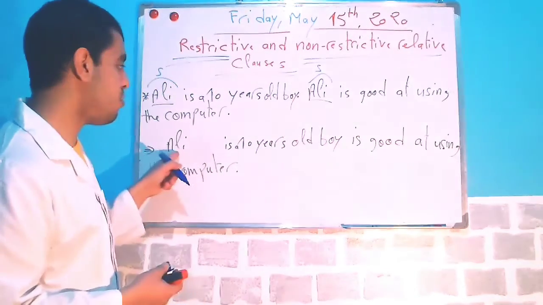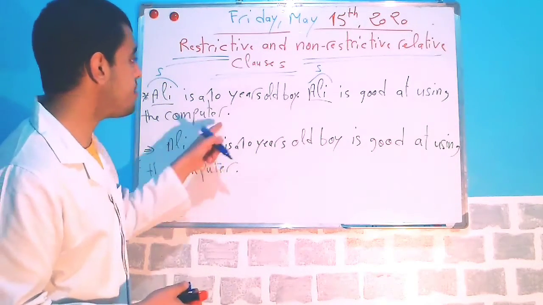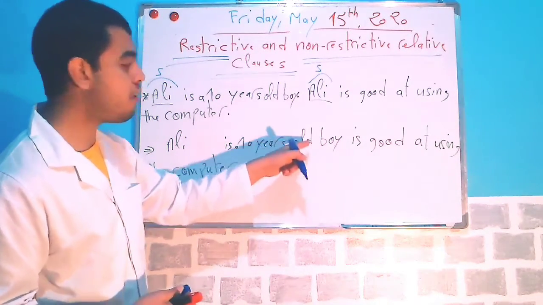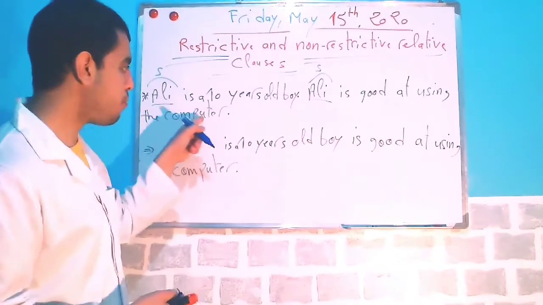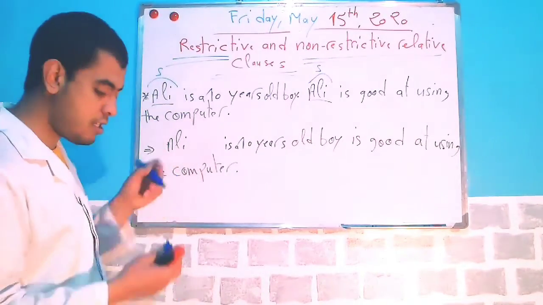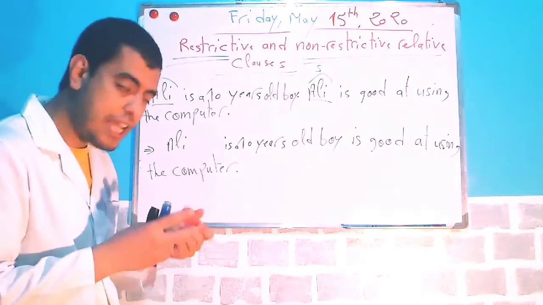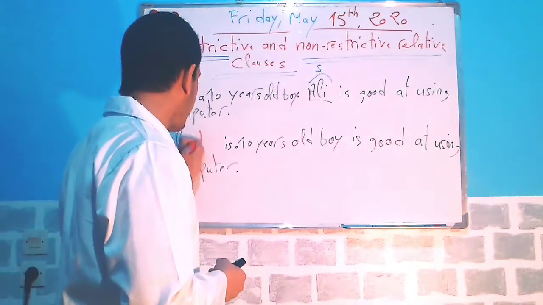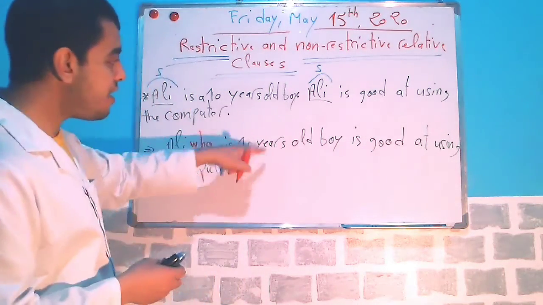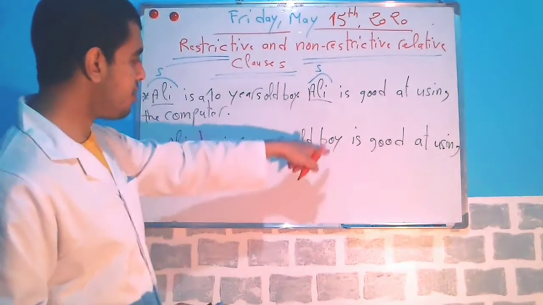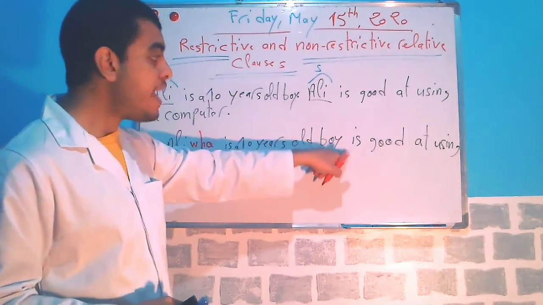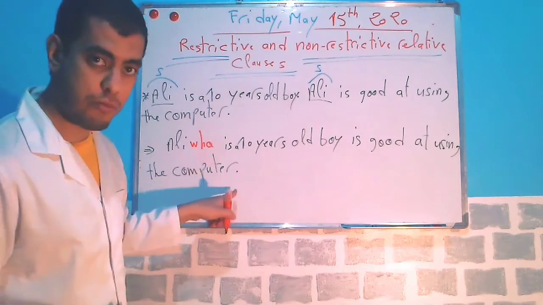So Ali is a 10 years old boy. And I have Ali is good at using the computer. So Ali, who? Who is a 10 years old boy. So Ali who is a 10 years old boy is good at using the computer.